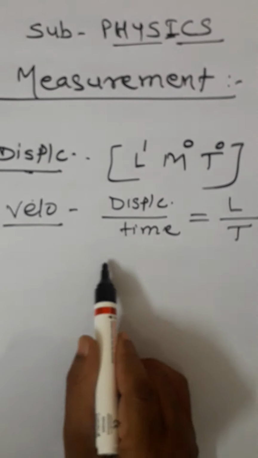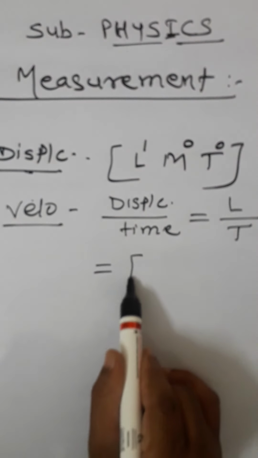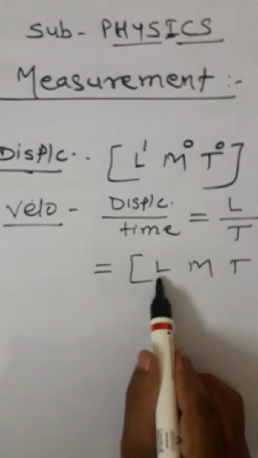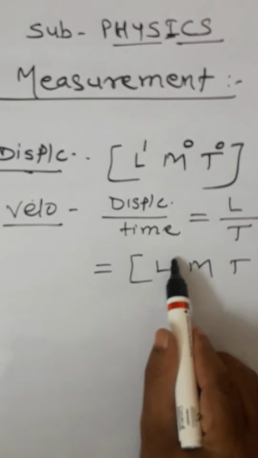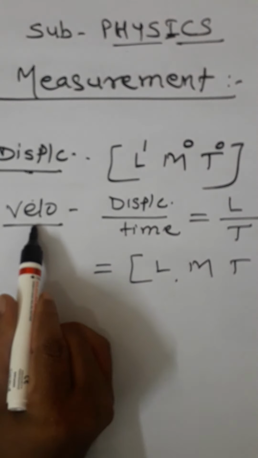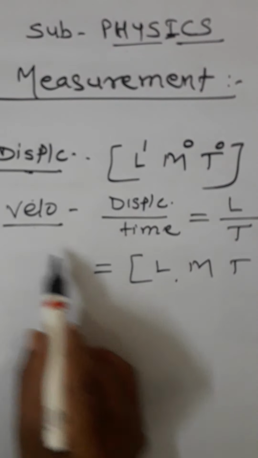Then from this we can find out the dimension of velocity. L, M, T are the fundamental quantities. Raise the powers of those fundamental quantities in such a way as to obtain the unit of that physical quantity, that is, the velocity.